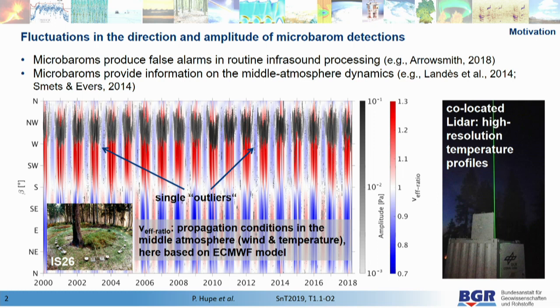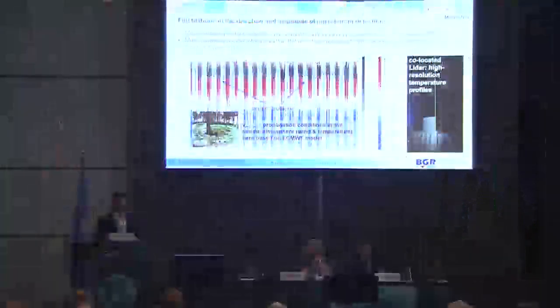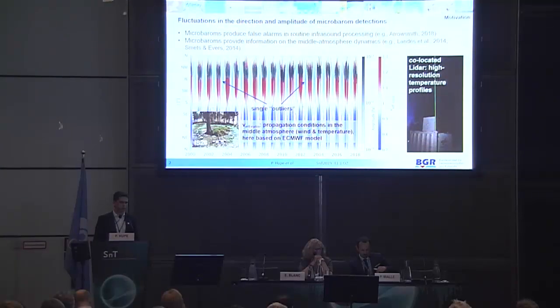Microbaroms originate from interacting ocean swells on the oceans worldwide, and they can produce false alarms on the one hand in routine infrasound processing, the IDC for example, because they appear in overlapping frequency bands. On the other hand, microbaroms are very useful to monitor the middle atmosphere dynamics, as they are more or less permanently detected by the IMS infrasound stations.